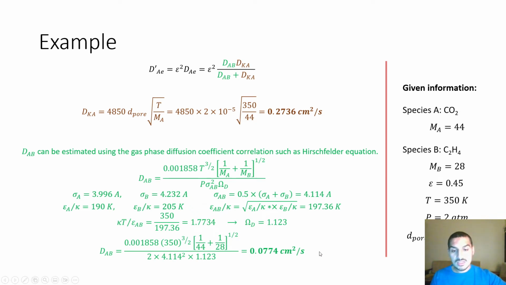And from here you can see that this diffusion coefficient is much smaller than this. So the diffusion due to the molecular diffusivity is much smaller than the Knudsen diffusivity.